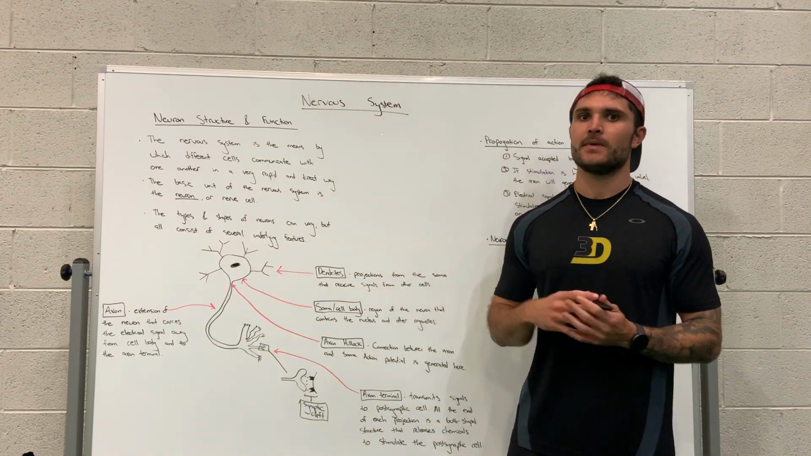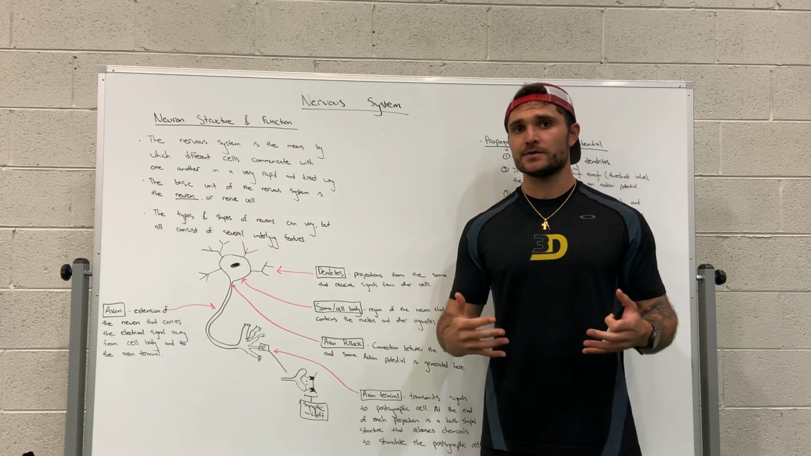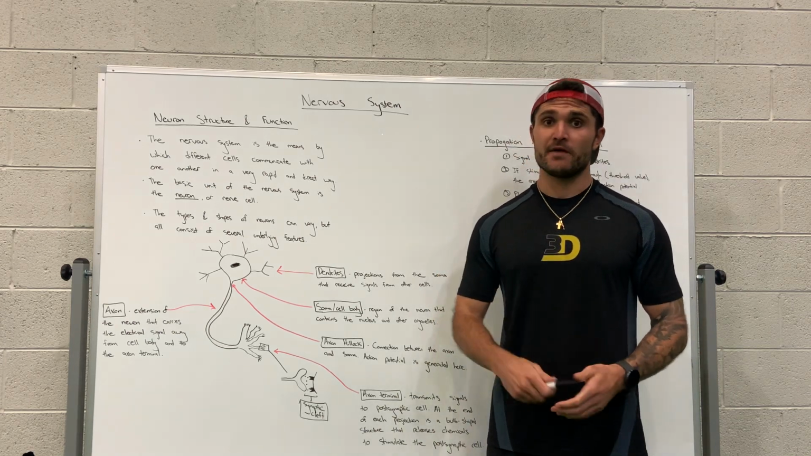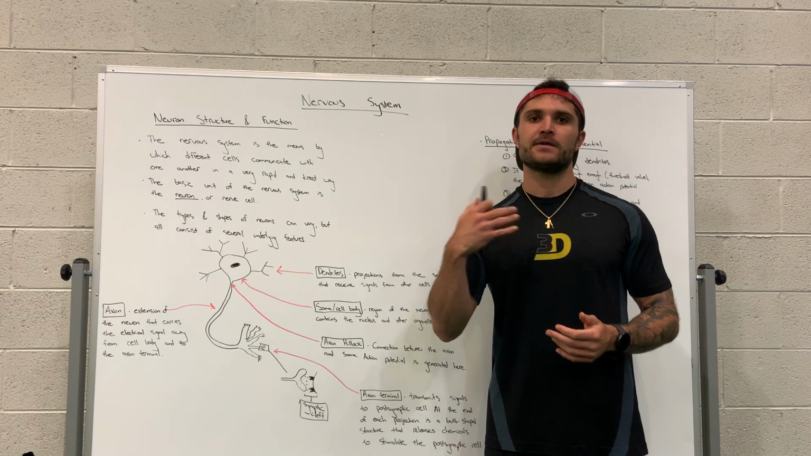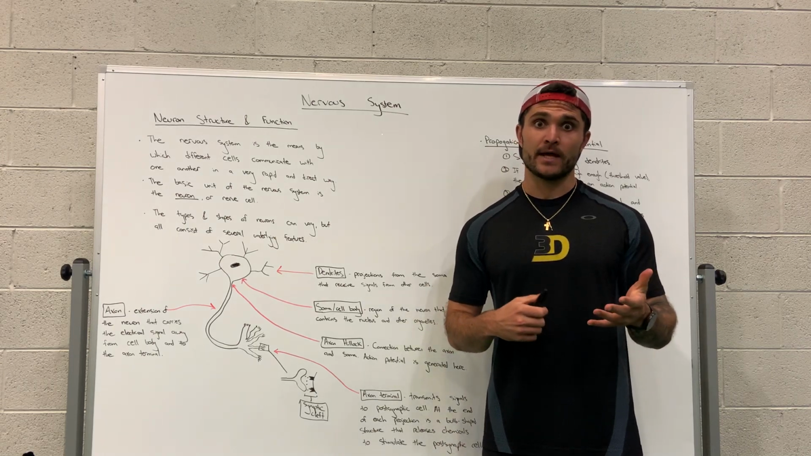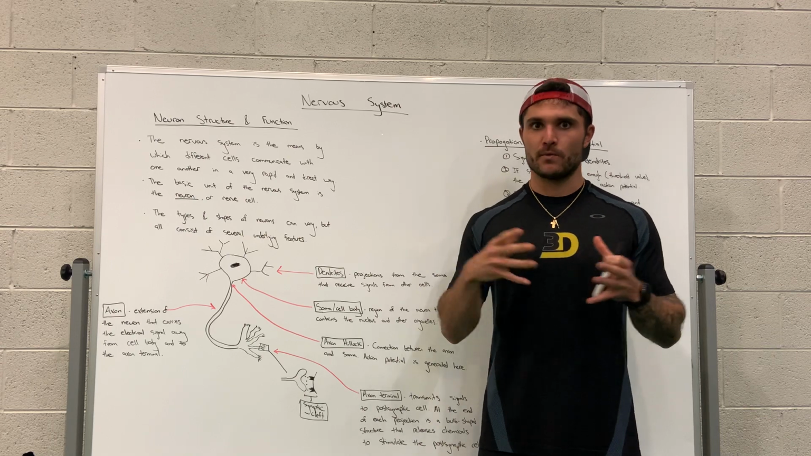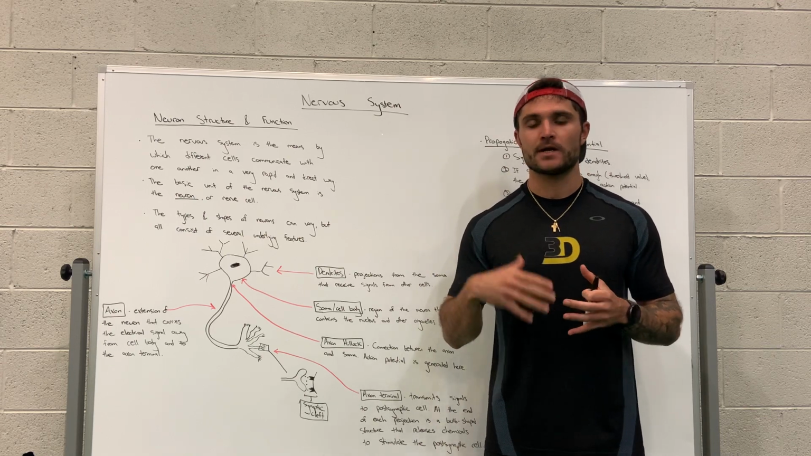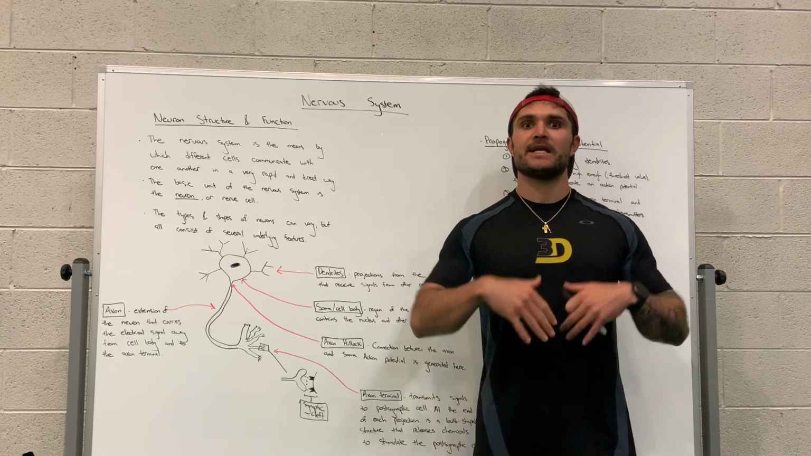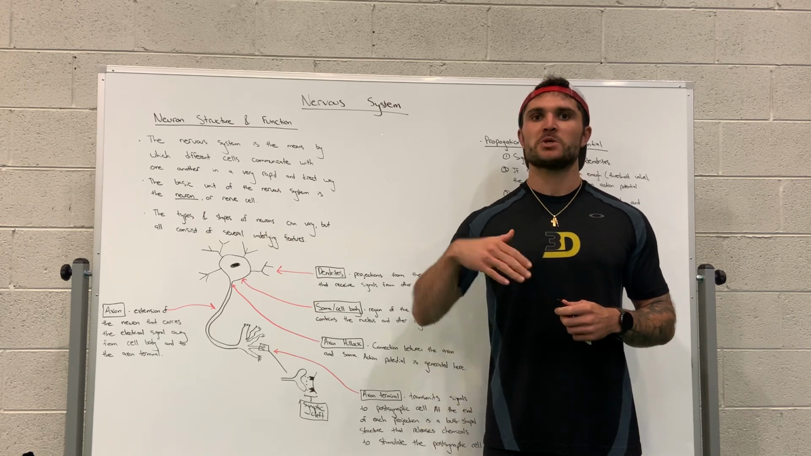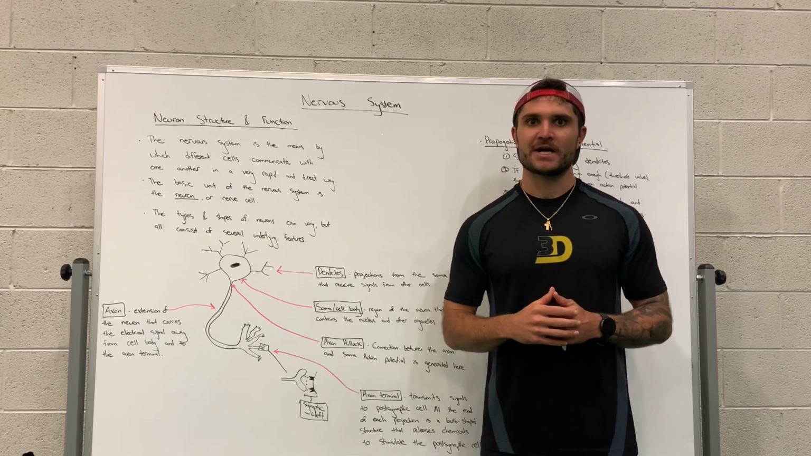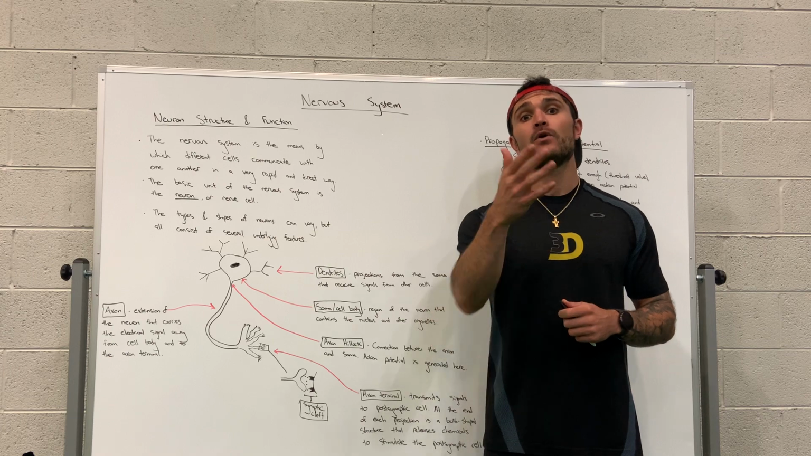So what is the nervous system? The nervous system is a means by which different cells can communicate with each other in a very rapid and direct fashion. The other way is the endocrine system, in which the cells can communicate with each other, however, in a slower and much more long-lasting fashion via the utilization of hormones.